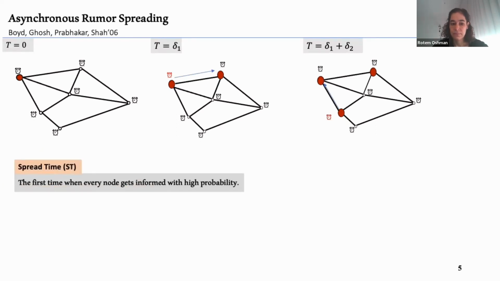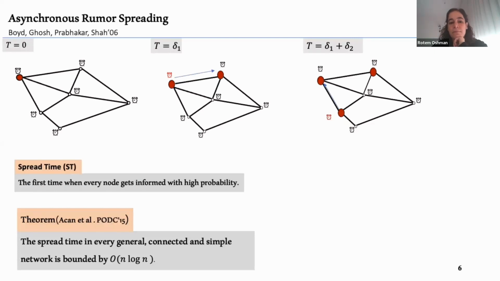A fundamental quantity regarding the rumor spreading algorithm is the spread time. In case of asynchronous rumor spreading, it is the first time that every node gets informed, and it is a continuous quantity. However, in the synchronous scenario, we will have a discrete number of rounds, and this is the first round when everyone gets informed.